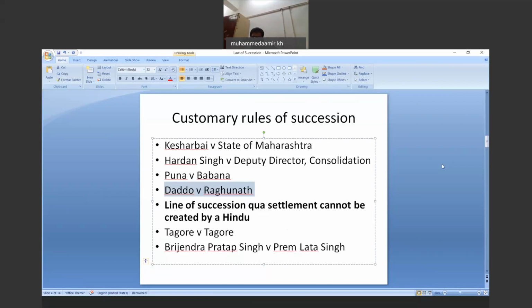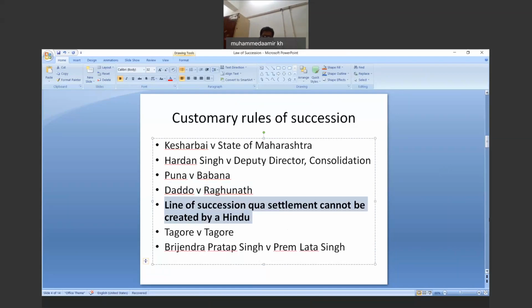Okay, students, so this was regarding the customary rules of succession and the differences between intestate succession and testamentary succession, the law of inheritance and the law of succession, which we have seen. Are you able to get it? So the next small topic is that a line of succession of one's own settlement cannot be created by a Hindu.